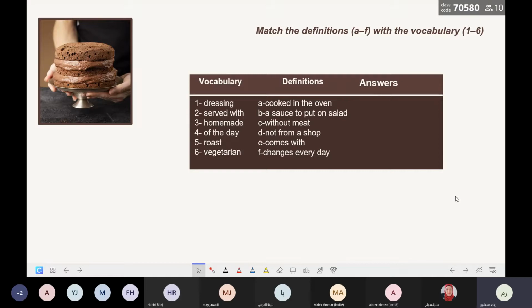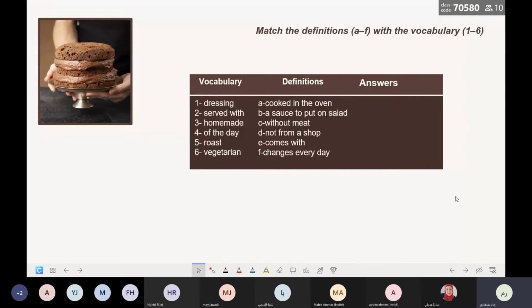Okay, I will cheat. I will help you with number 2. Served with, it means comes with. So number 2 plus E. I want you to take a few minutes and give me your answers.